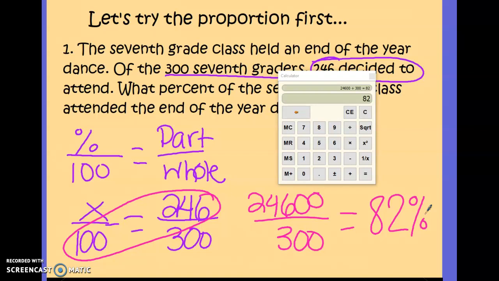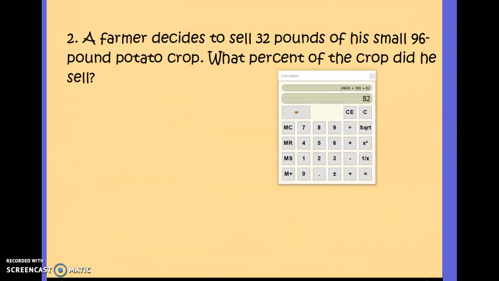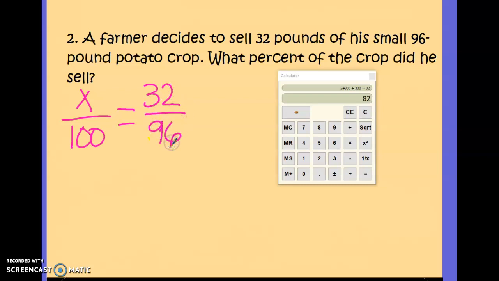Let's look at another problem. A farmer decides to sell 32 pounds of his 96-pound potato crop. What percent of the crop did he sell? Again, we're looking for the percent, so we're going to do X out of 100 because that's what we're trying to find. And then our part over our whole. He sold 32 pounds out of a total of 96 pounds.